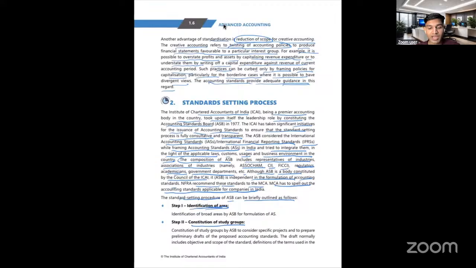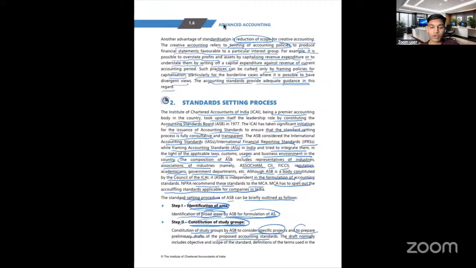Identification of area. Identification of broad areas by ASB for formulation of accounting standards. So the first step is identification of area. The second step is constitution of study group: constitution of study groups by ASB to consider specific projects and to prepare preliminary drafts of the proposed accounting standards.